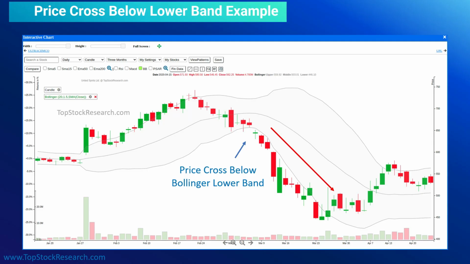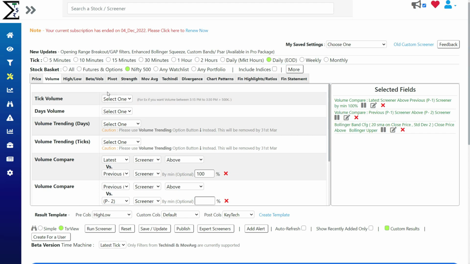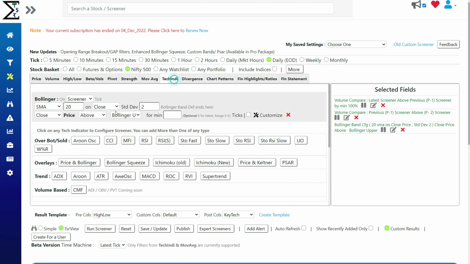Right. So price close below Bollinger band, and we have seen the basic stuff, right? How to use a Bollinger band DIY screener. You can customize it. It gives you a lot of customizability. You can do it on upper band, lower band, middle band. And then we have another one, which we'll see in a short while, right? Bollinger band squeeze. We have given a lot of weightage to Bollinger band because it's one of the most powerful tools available in the technical world.